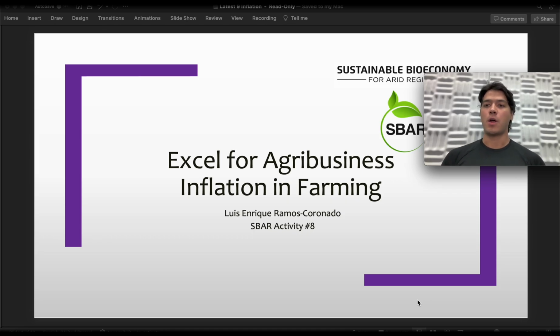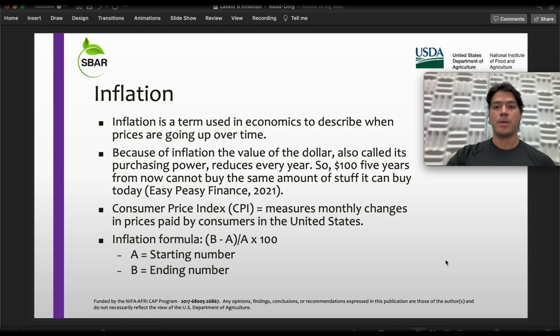Today's SBAR activity number 8 is titled Excel for Agribusiness, Inflation in Farming. So let's start. First, we need to understand what inflation is. This is a term used in economics to describe when prices are going up over time. Also, because of inflation, the value of the dollar, also called its purchasing power, reduces every year. So $100 5 years from now cannot buy the same amount of stuff it can buy today.